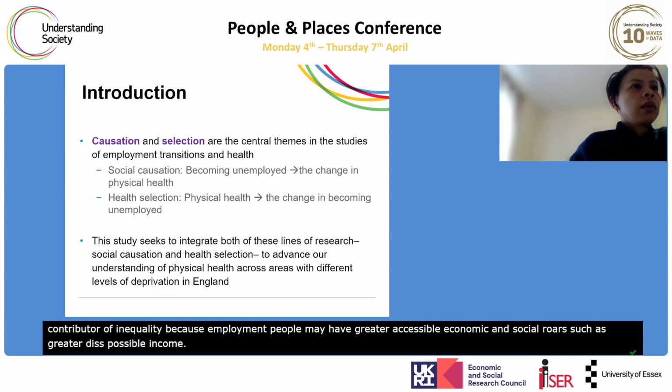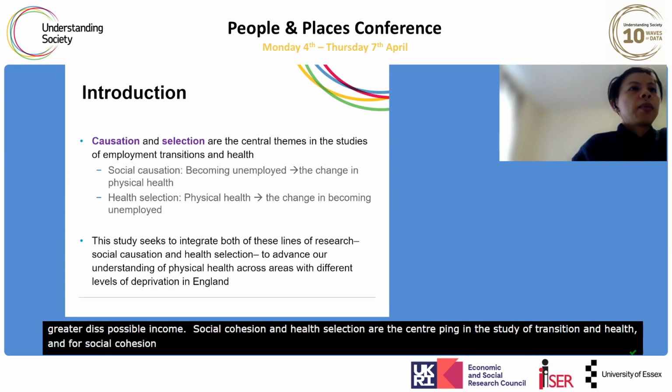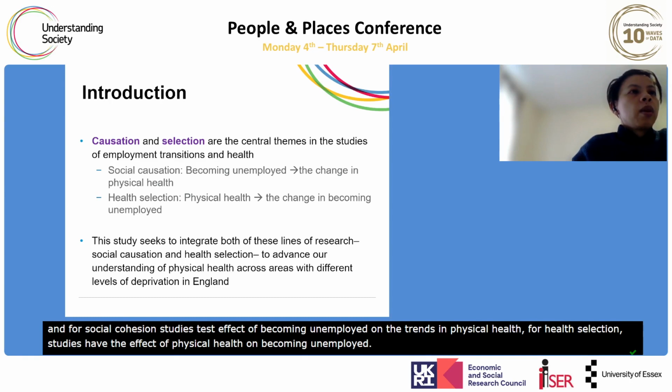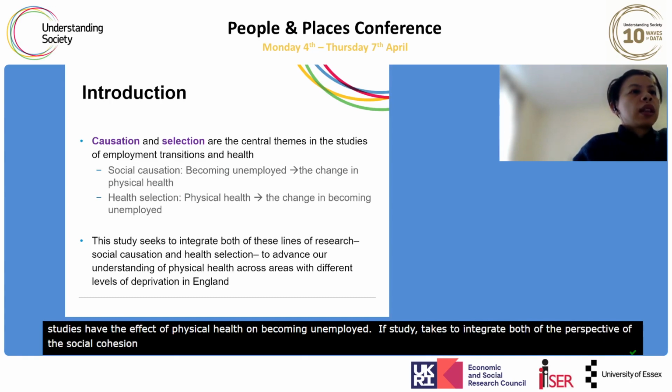Social causation and health selection are the central themes in the study of employment transition and health. For social causation, studies test the effects of becoming unemployed on the change in physical health, while for health selection, studies test the effects of physical health on becoming unemployed. This study seeks to integrate both perspectives to advance our understanding of physical health across deprived and less deprived areas in England.